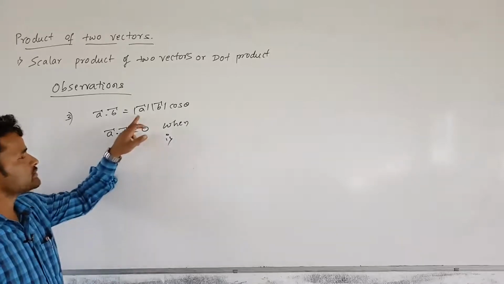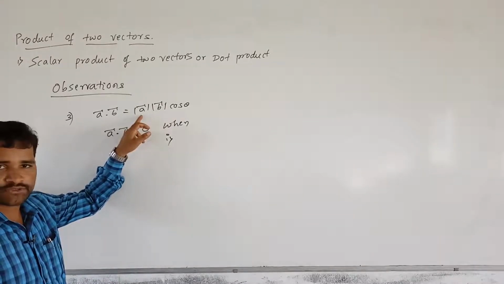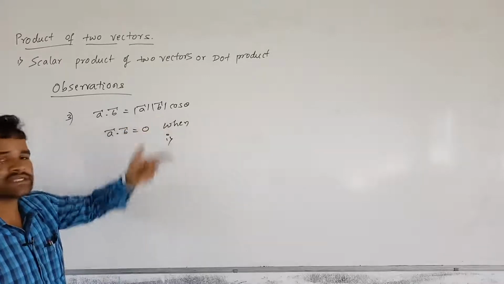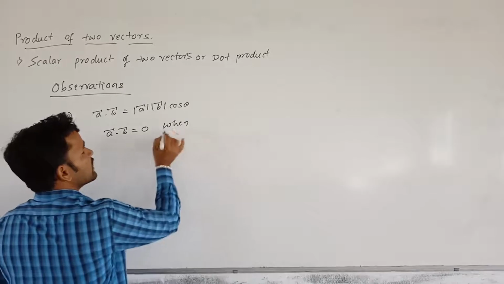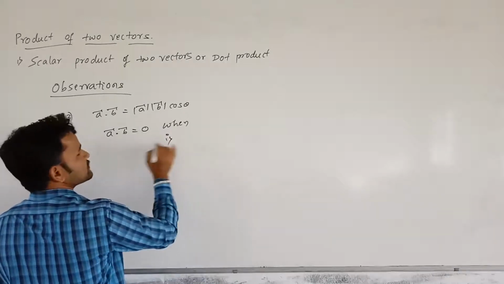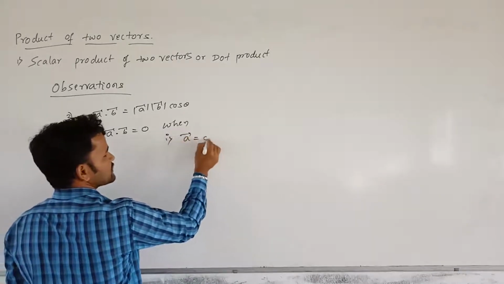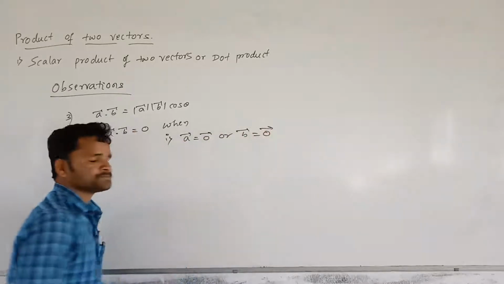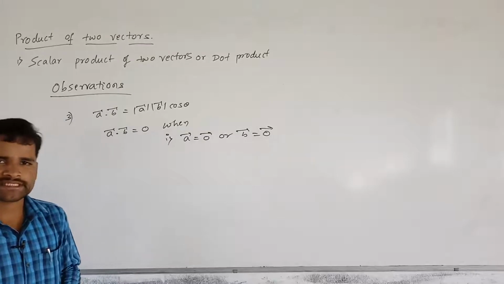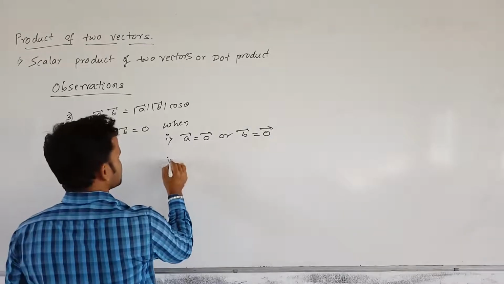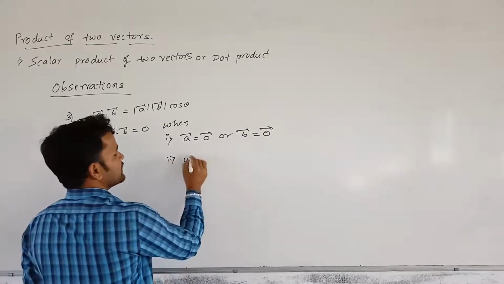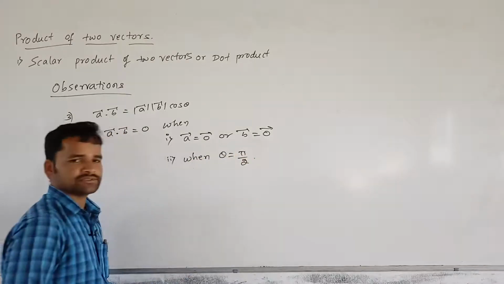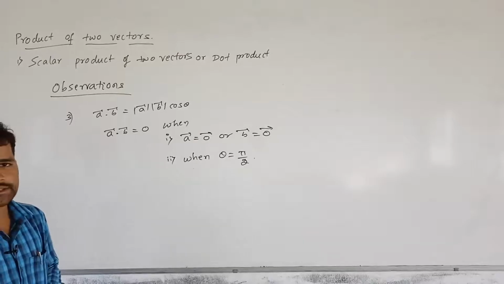If vector A is equal to null vector, 0 vector, then its magnitude will be 0. As its magnitude is 0, 0 into anything will be 0, means A dot B is equal to 0 when vector A is equal to null vector or vector B is equal to null vector. And is there any other possibility? Yes, there is another possibility, that is the second one, when theta is equal to pi by 2, theta is equal to 90 degree.